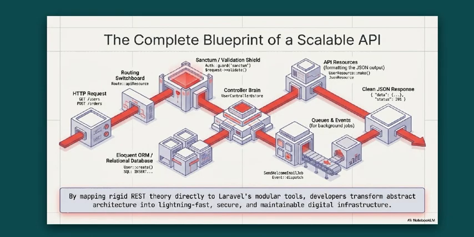Exactly. Next, the theory of statelessness is mapped directly to Sanctum middleware. REST demands that every single request is self-contained and the server suffers from amnesia to ensure infinite scalability. Right, and Sanctum enforces this architectural law by demanding a mathematically verifiable cryptographic token in the header of every single request, allowing for secure identification without ever relying on stateful server memory.